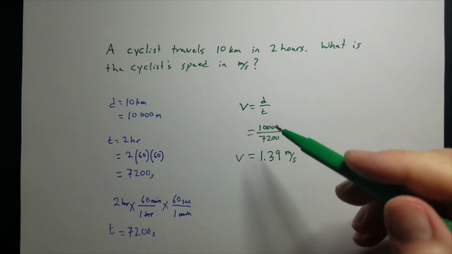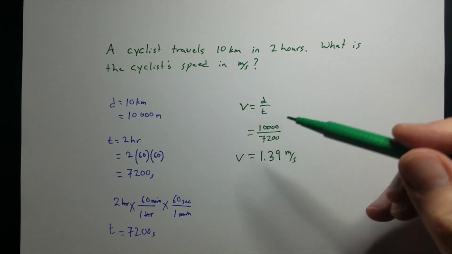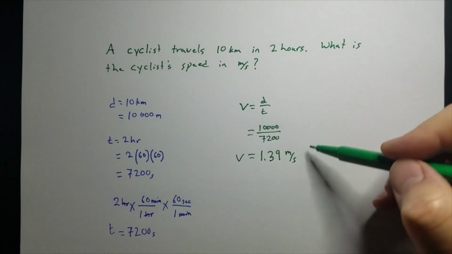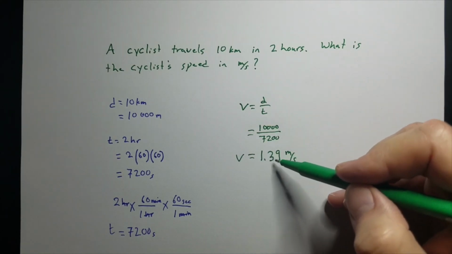Does that mean he traveled 1.39 meters per second the entire race? Probably not. He probably was going a little bit faster at some points, a little bit slower at others. But the overall average speed for the entire race is 1.39 meters per second.